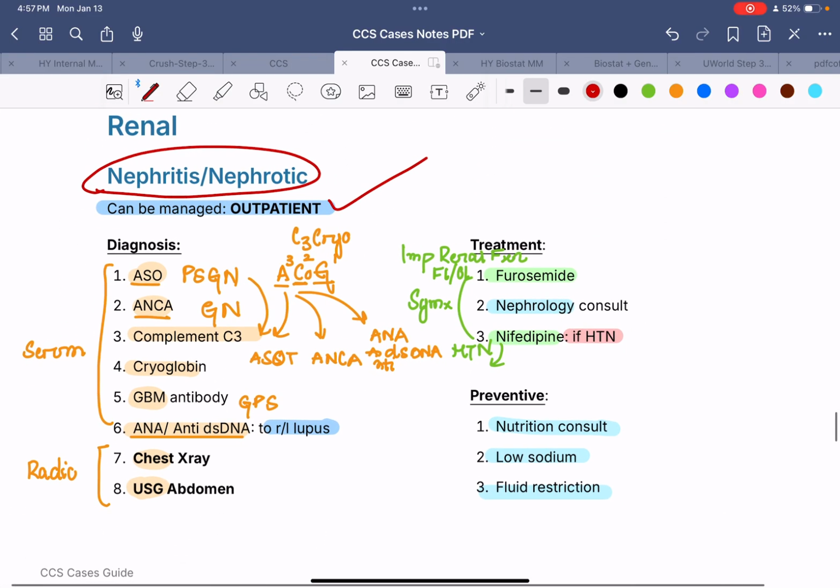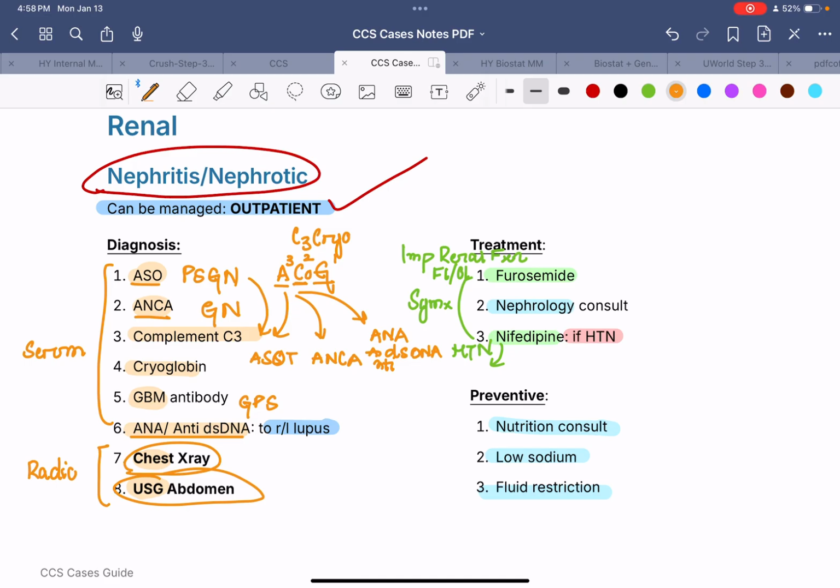So for nephritic and nephrotic syndrome, again, they are very important, and I have divided them into two main types of diagnosis, right? So first diagnosis would be that we are going to do something in the serum, and second is that we are going to do something radiologically. Radiologically is, of course, very easy. Do something for the chest and do something for the abdomen. The most basic test for the chest can be a chest x-ray, and the most basic test for the abdomen can be an ultrasound of the abdomen, right?